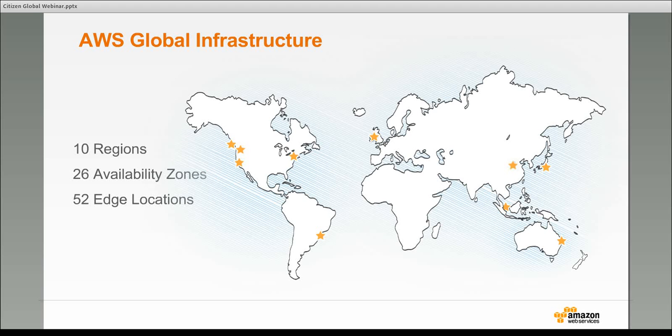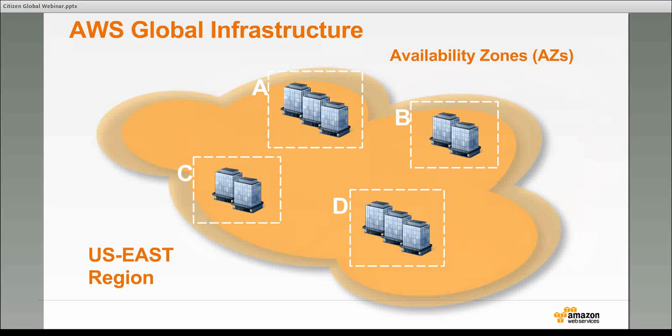In addition, 52 edge locations, which push that data out closer to the end user of that data, and specifically around our content delivery service, CloudFront, and our domain naming service, Route 53, getting that information out closer to those end users, reducing the latency. So let's take a look at what a region is comprised of.